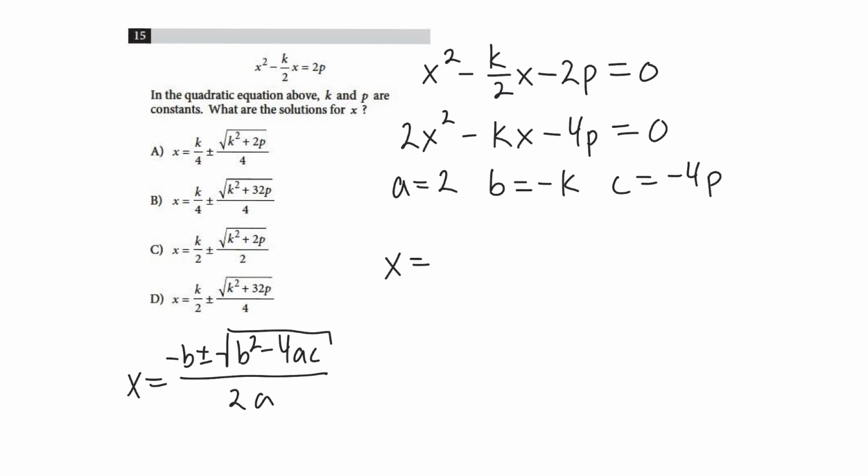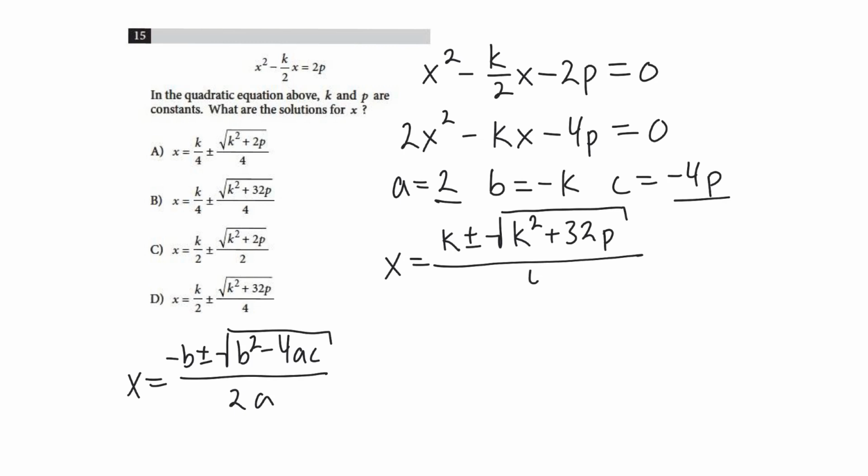Okay, so negative b, negative of negative k, is just going to be k, plus minus the square root of b squared. Well, negative k squared is just going to be k squared. And then minus 4ac. Well, that's going to be 2 times negative 4p, which is negative 8p. So I have negative 4 times negative 8, which is positive 32p. All over 2a, which is going to be 4.